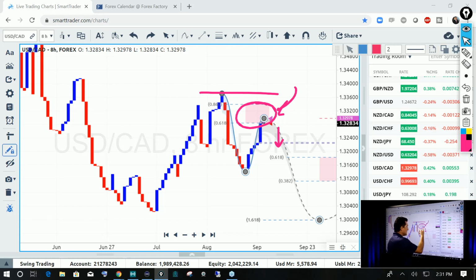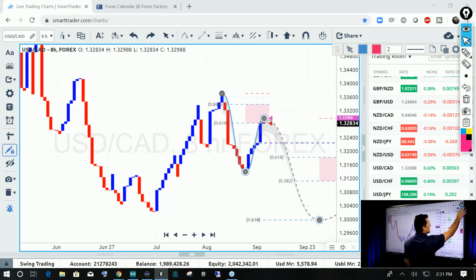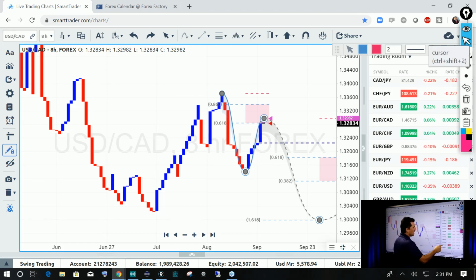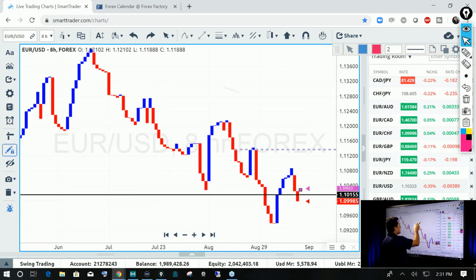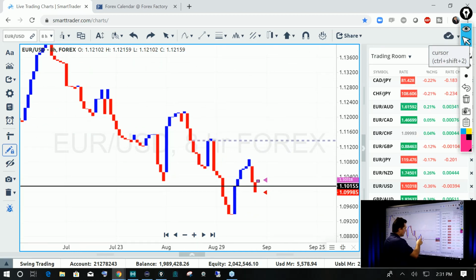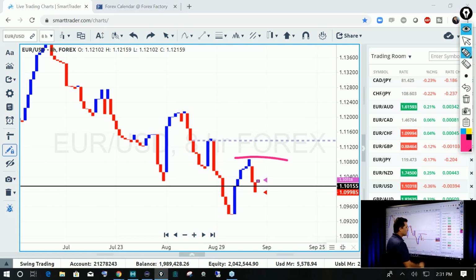All right. So we're going to look for the setup on this. This is the US dollar CAD. And then the last pair I'm going to go ahead and check out is the Euro US dollar. We have seen some weakness out of the Euro. And you can see right here, we're getting a little bit of an upside move. I don't think this is going to be enough to get above this level right here. I don't think we're going to trade above that level.